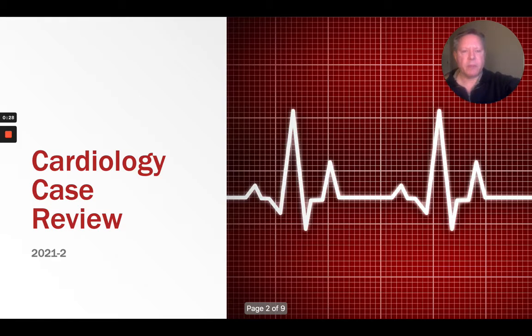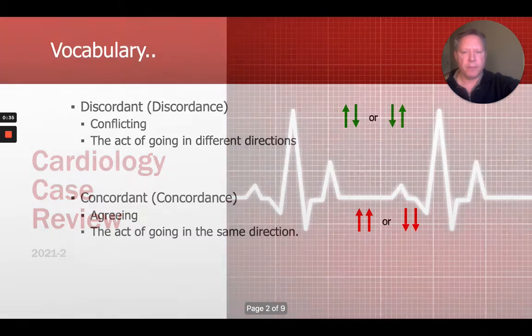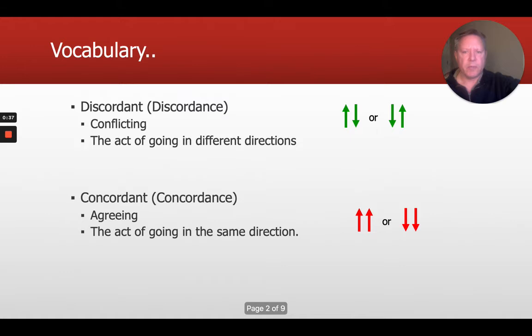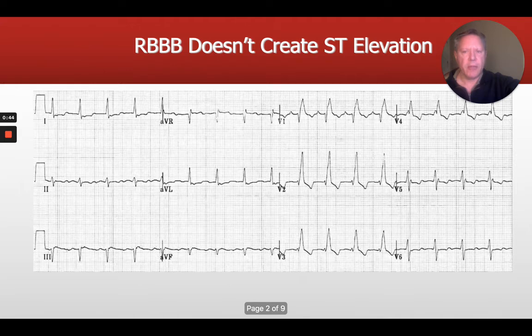So right bundle branch blocks use a little bit different of a rule system than a left bundle branch block. So let's walk through that. So we talked about discordance and concordance already. We remember what that means. So let's just take a look at right bundle branch blocks. So when we look at what a right bundle branch block does physiologically, it causes ST depression and it flips T waves, but it does not create ST elevation ever.